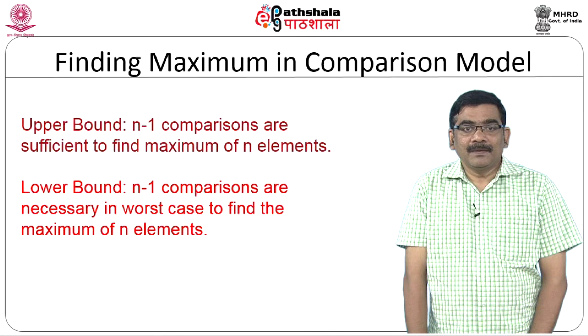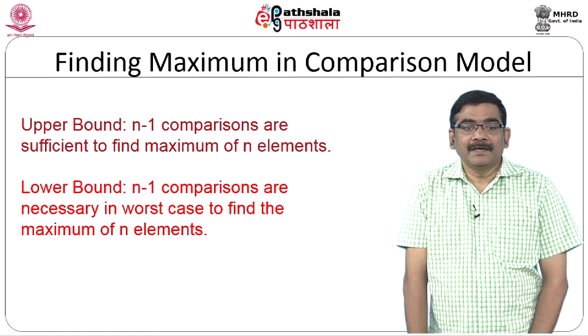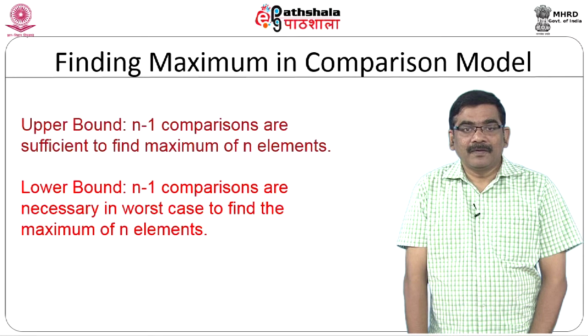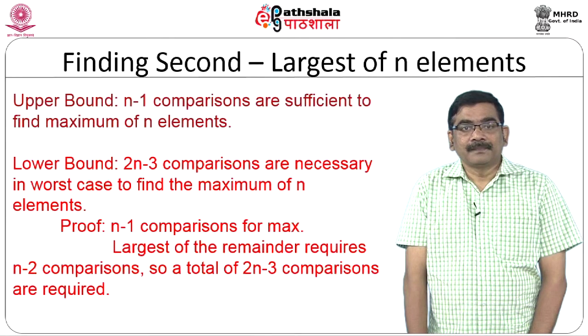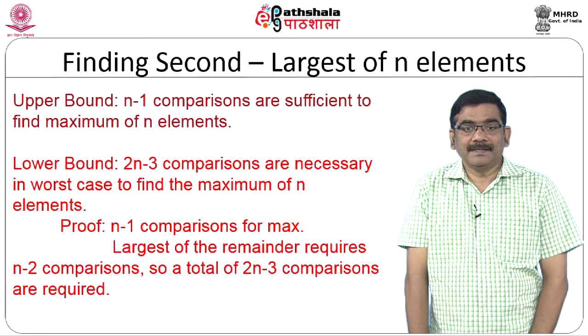Similarly, what is the smallest number of operations that are necessary? Again, n minus 1 comparisons are required in order to find the maximum. So, in other words, in the comparison model you require a minimum of n minus 1 comparisons. Another example is finding the second largest element of n elements.